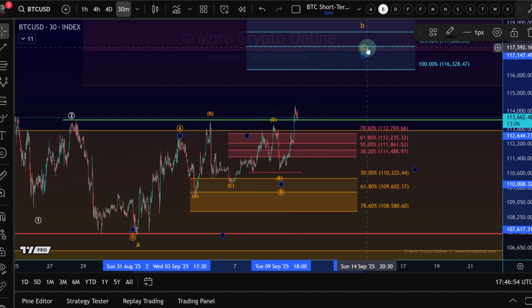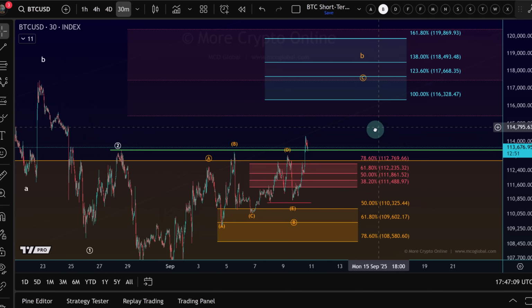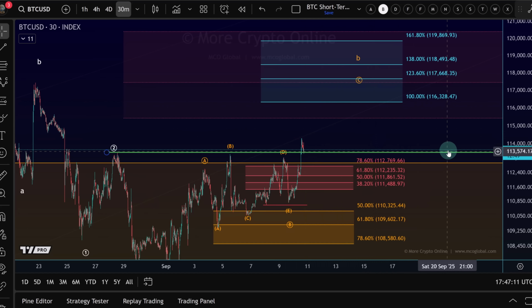So let's see if we can move to that area up there. For now, momentum remains up. It would be ideal to stay above this green line now at $113,530 to keep the momentum up. We'll see. Still looking okay. And I'll keep you updated if anything changes.